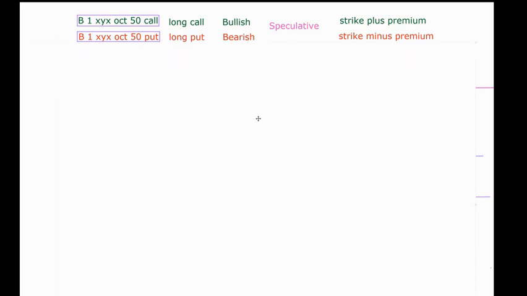Buy a put. It's a long put. Buy, own, hold, long all mean the same thing. It's bearish, and it's still speculative. And then it's strike minus premium. Okay, so buy an XYZ 50 put is a long put.